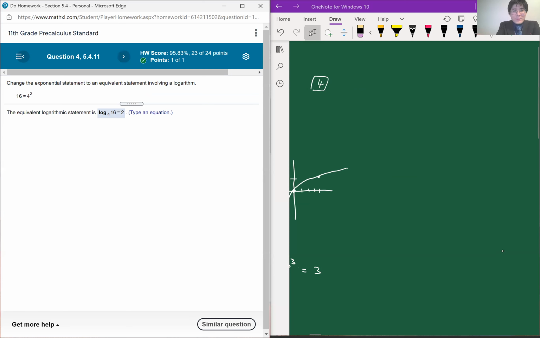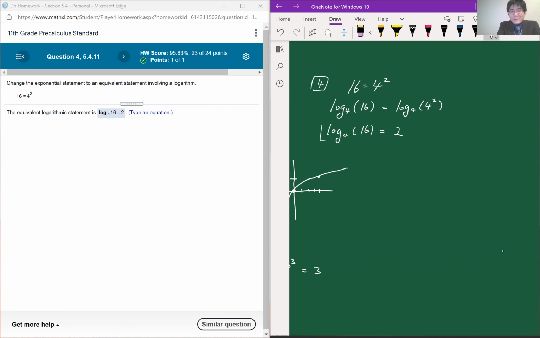Okay, now this is like rewriting an exponential expression in log. So this is equivalent to, so put both sides of the expression in log of base 4. When you have two numbers equal to each other, and if they are positive, you can put both sides of the equation into log. And the right-hand side becomes 2. Okay, so 4 squared is 16.